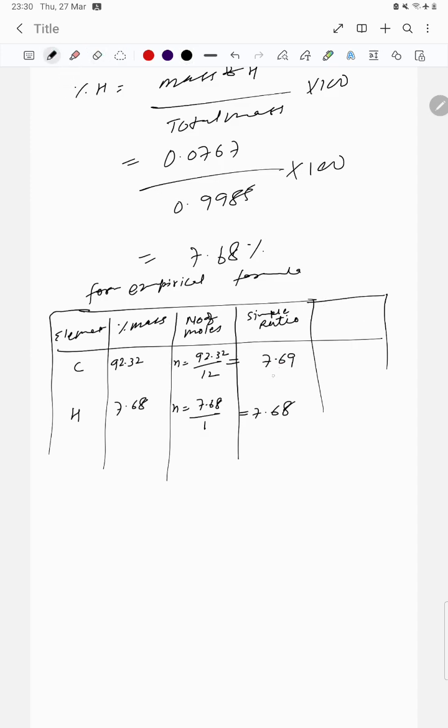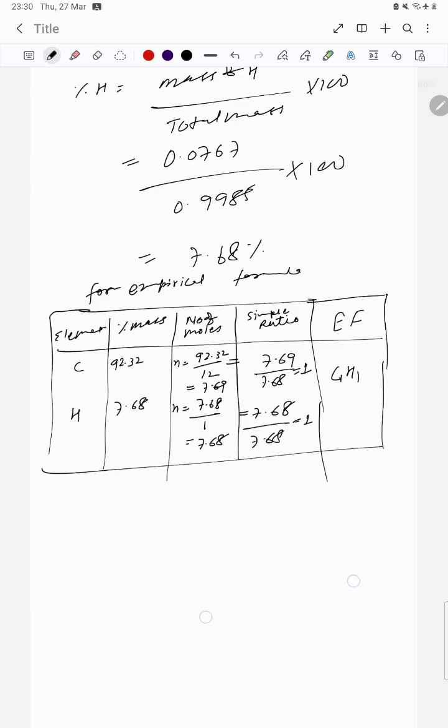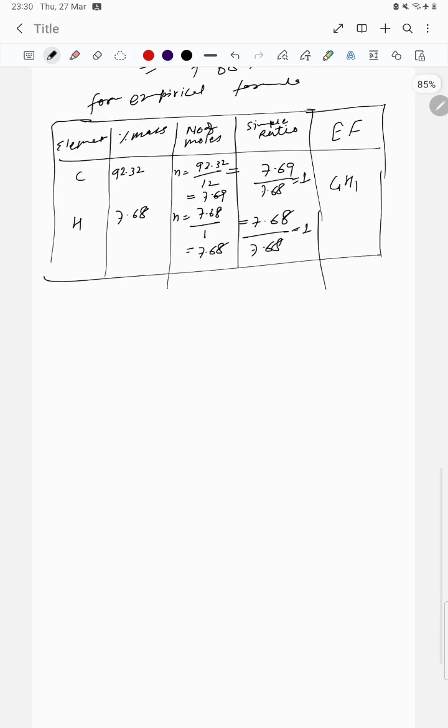Actually the number of moles is there, but in calculating, here I am writing 7.69 and this is also 7.68. So you need to divide by the smallest whole number, 7.68. So it is going to be 1, and this is also going to be 1. So if you are writing the empirical formula, it is going to be C1H1. This is the empirical formula. So one thing we got to know.